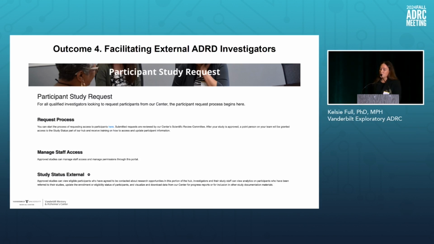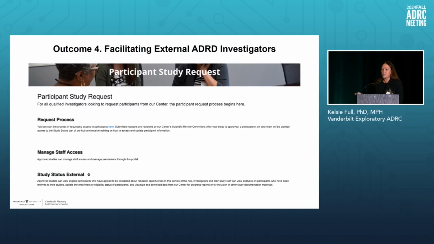And then the last dashboard I wanted to present is the participant study request dashboard. And this is where all ADRD investigators who are interested in leveraging participants from our research registry can go and complete a simple REDCap participant request form. And in that form, we just ask them to provide information on if they have IRB approval, what's the funding for their study, what are the study goals, inclusion/exclusion criteria, and study timelines. And then those forms are reviewed on a monthly basis by our ADRC Scientific Review Committee. And then once a study is approved, and they have IRB approval as well, then the study investigator can access the other applications on this platform.